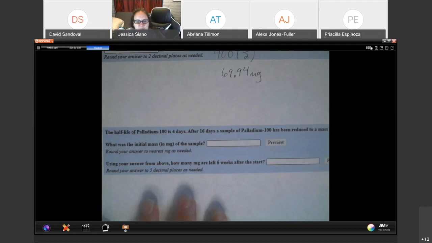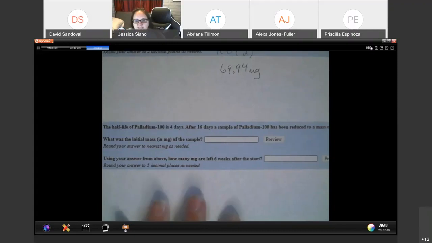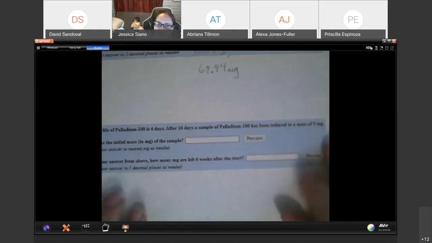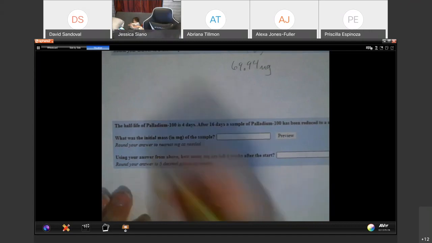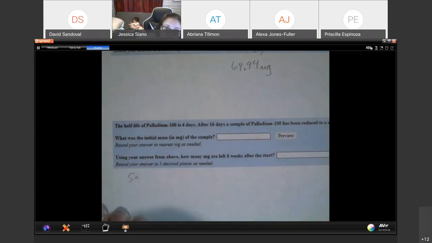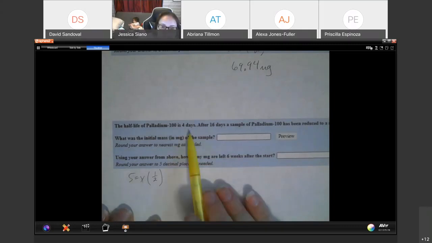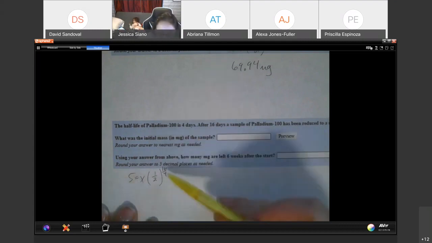The half-life of palladium 100 is 4 days. After 16 days, a sample has been reduced to 5 milligrams. What was the initial mass? Okay. So our end amount was 5 milligrams. We don't know the initial amount, but we know it's a half-life, and we know that we had 16 days, and each half-life is 4 days. So how many half-lives was that? Well, that one's easy. It's 4 half-lives.